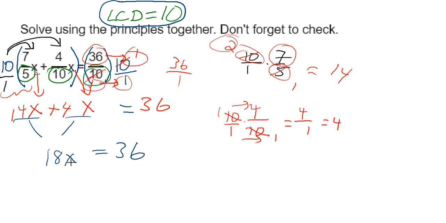And to isolate that x, we want to get rid of the 18. We'll do that by dividing 18 on both sides, and we'll get x is equal to 2. And there's our solution. So that is how you will deal with fractions in your equation. You'll just get rid of them. Find the common denominator, multiply it to both sides, fractions go away.